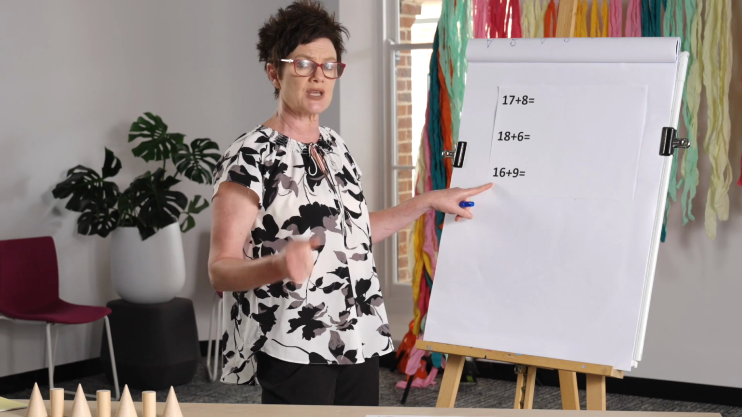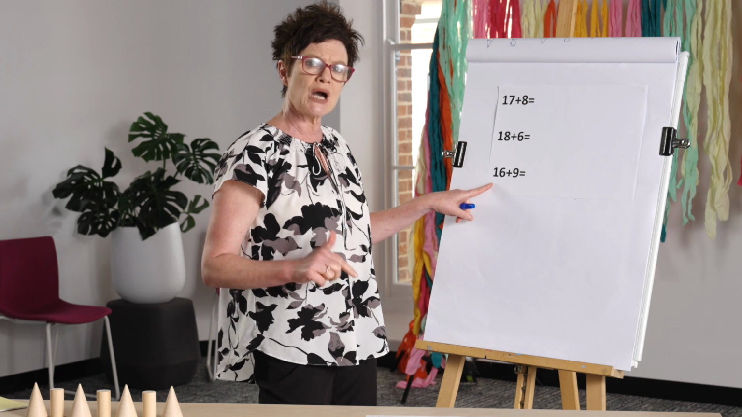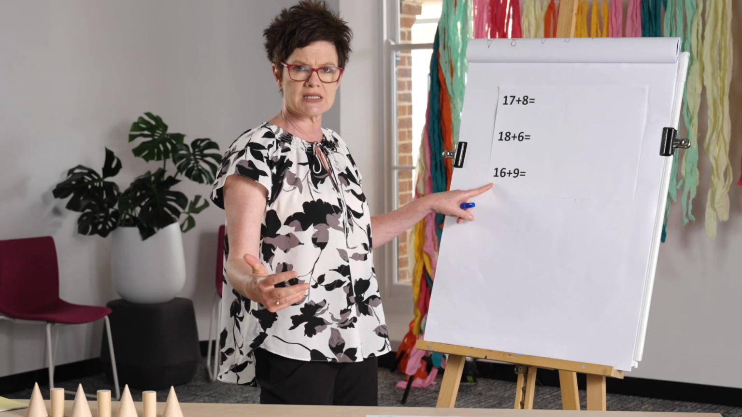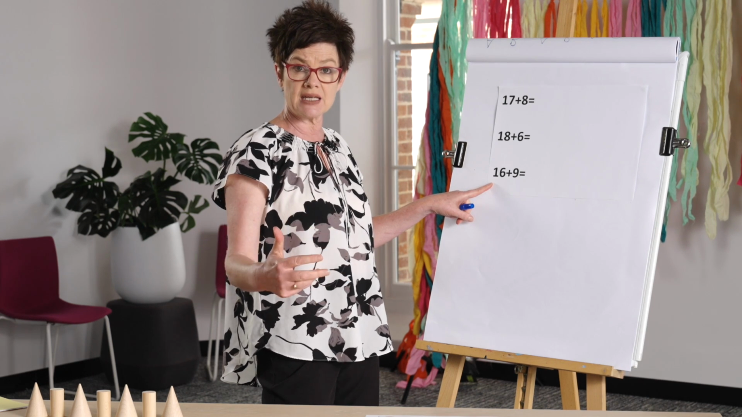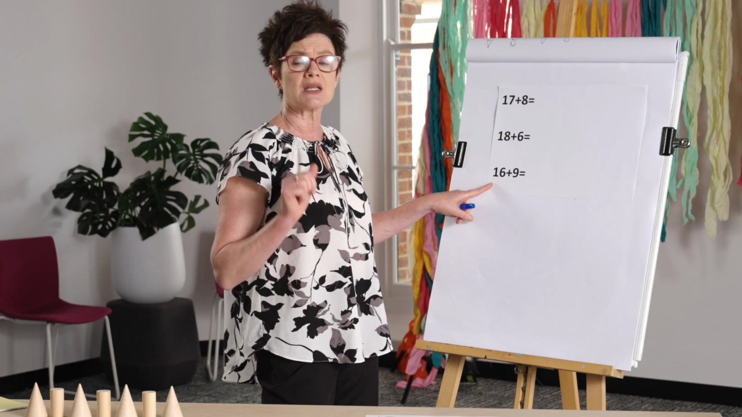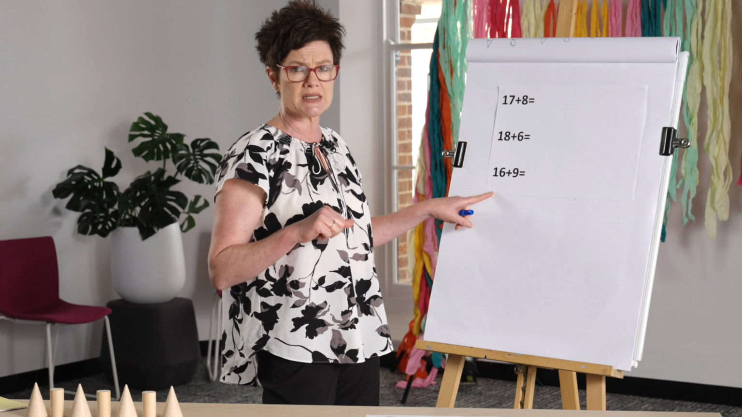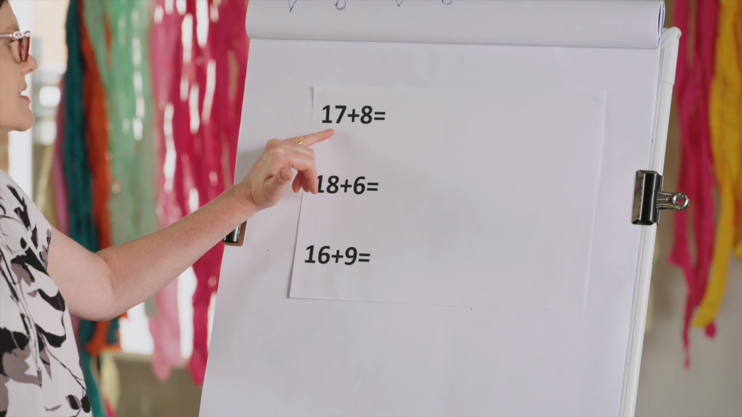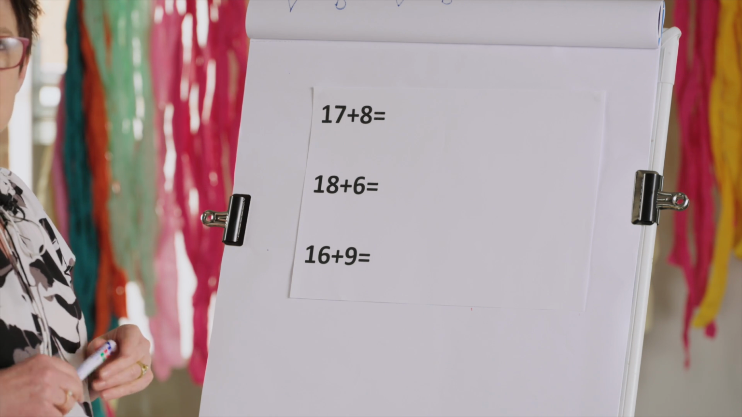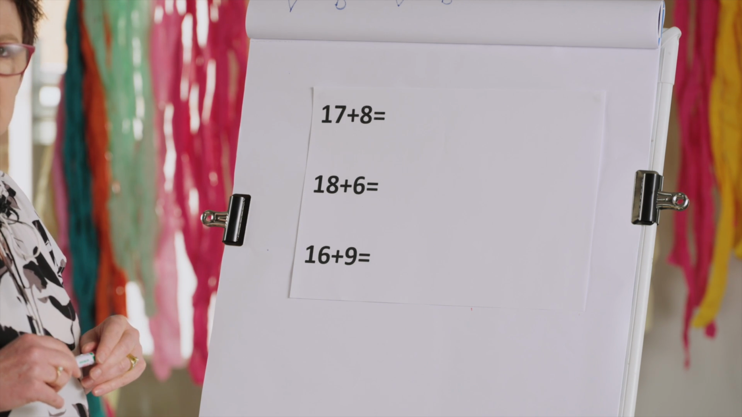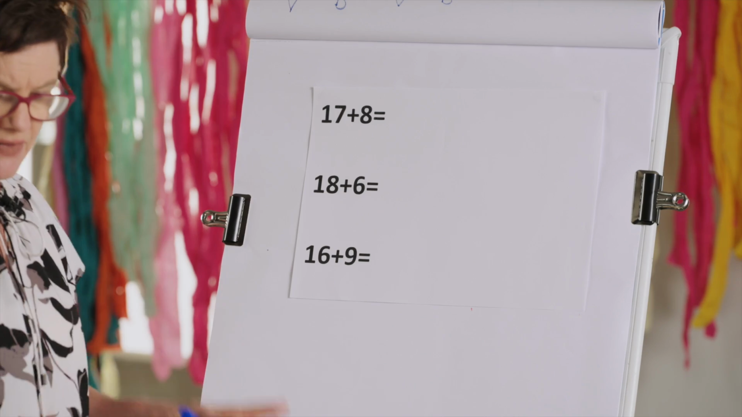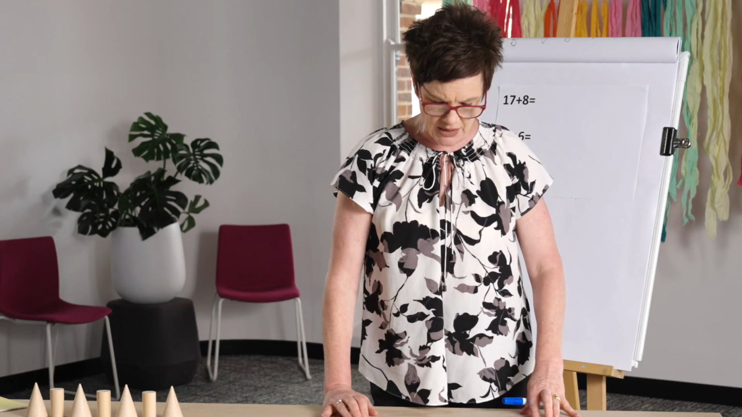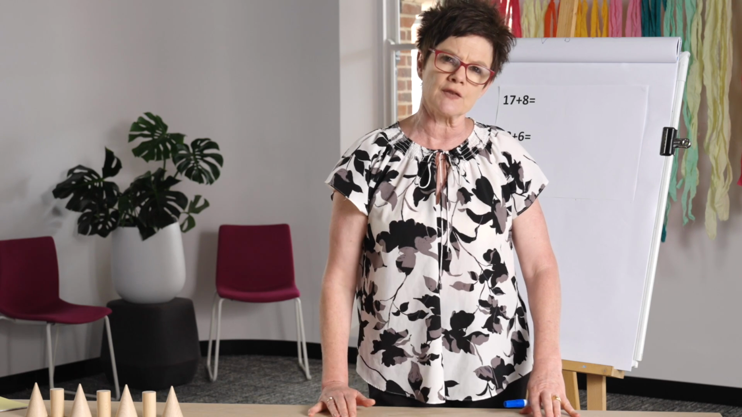So a strategy that we can use, and you might remember it from previous lessons, we're going to bridge to 20. We started with bridging to 10, making numbers up to 10. This time we're going to bridge to 20. So let's have a look at our first problem to solve, which is 17 add 8. Quite a tricky one, isn't it? 17 add 8. So I have it down here for us to think about what it looks like and how we can conceptually learn this.